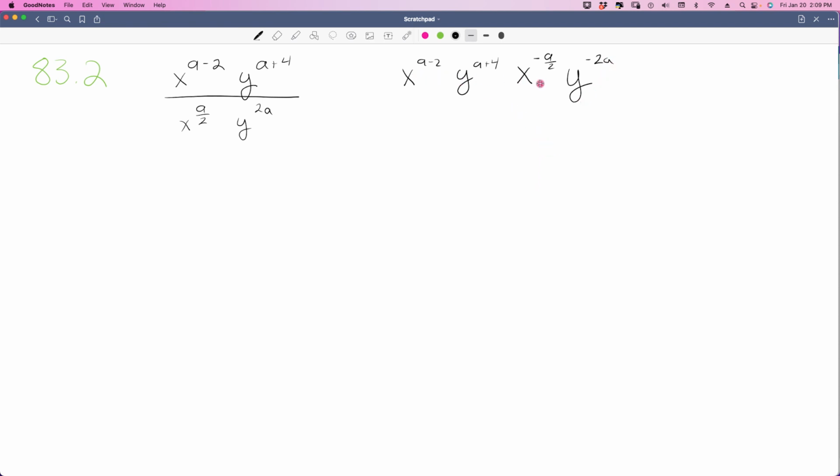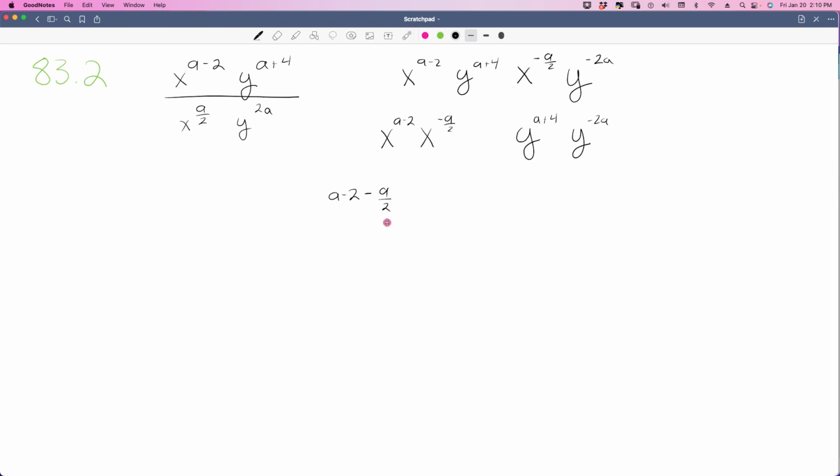So now I'm going to get my x's together. I have x^(a-2), and I have x^(-a/2). I have y^(a+4), and I have y^(-2a). So now that I have all my like bases together, I can do this exponent addition. So a minus 2, and if I add a negative, it becomes subtraction, so it's minus a over 2.